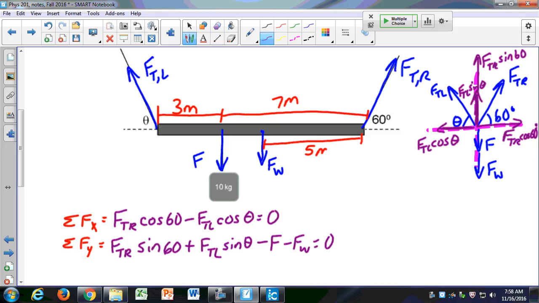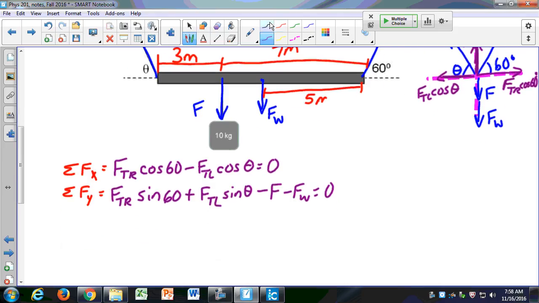Let's think about what our unknowns are here. I have two independent equations, two equations that don't depend upon one another, and the unknowns include FTR, theta, and FTL. And I have a similar number of unknowns in the second equation. I have FTR, FTL, and sine of theta. Is it possible to solve this system of two equations for three unknowns? Is that possible?